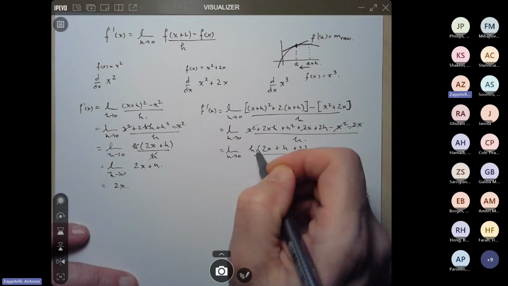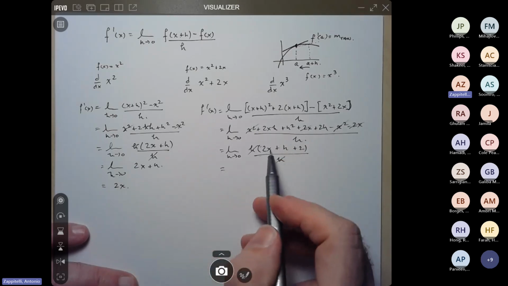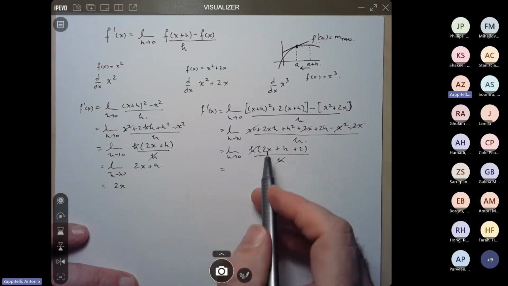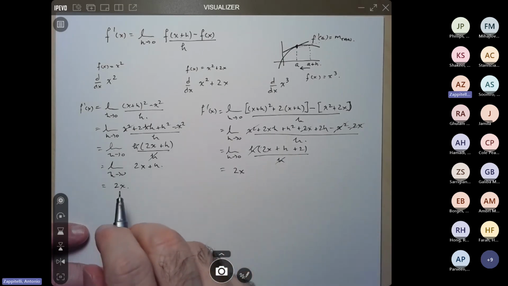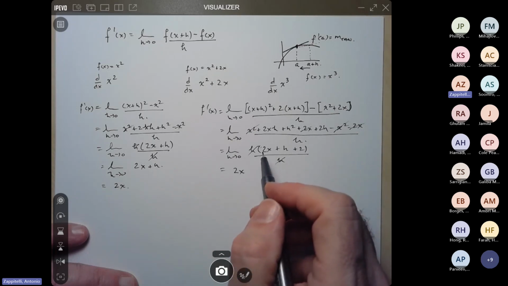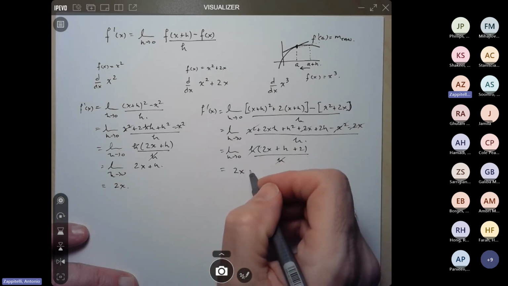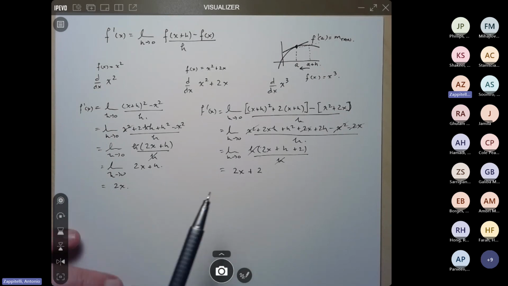Okay. And lo and behold, the h's cancel out. And so now I can take the limit. The 2x doesn't depend on h, so h approaching 0 doesn't affect the 2x. This just gets closer and closer to 0. And the 2 is a constant. So the limit of a constant is just the constant, because 2 doesn't change as h approaches 0. And now we have our derivative function.